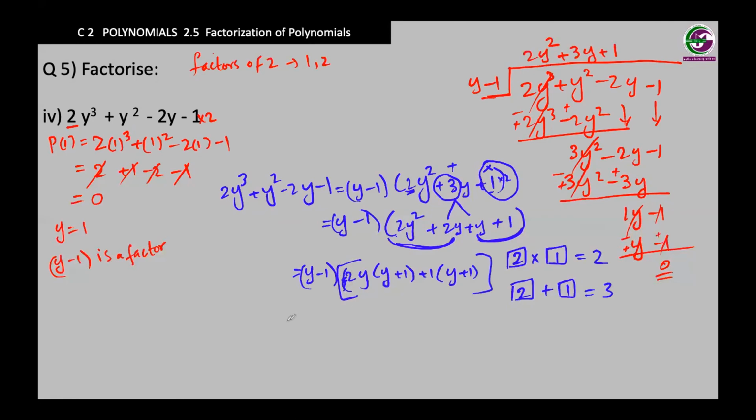Okay, now we have y minus 1. In these two terms, y plus 1 is common. We take y plus 1 outside, and the rest, 2y plus 1, is left. So that will be in the next bracket, 2y plus 1. That's all. So we had a polynomial of power 3, and it is distributed in 3 brackets. Okay. That's all for today.